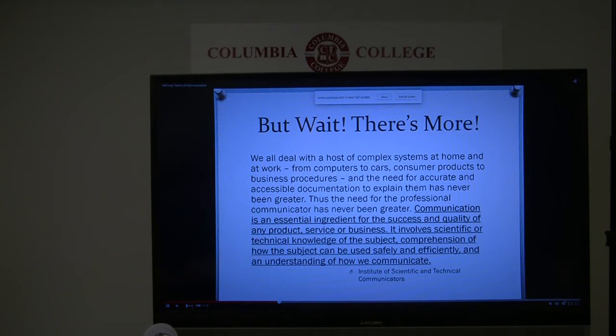For those of you who want to eventually be working in an industry that really relies on it, the idea that the need for professional communicators is really big right now is really welcome news. What I've bolded and underlined here for you is what I think is the most important ingredient of this definition, that communication is essential for the success and quality of any product, service, or business. And this is really where I want you to pay attention. It involves scientific or technical knowledge of the subject, comprehension of how it can be used safely and efficiently, and an understanding of how we communicate.